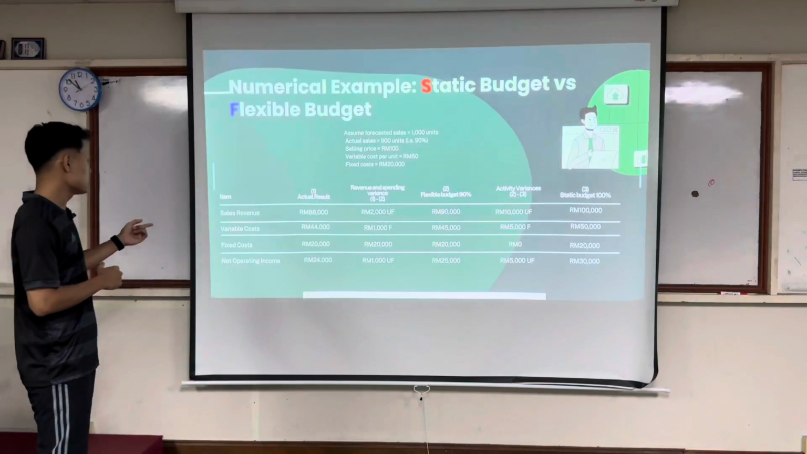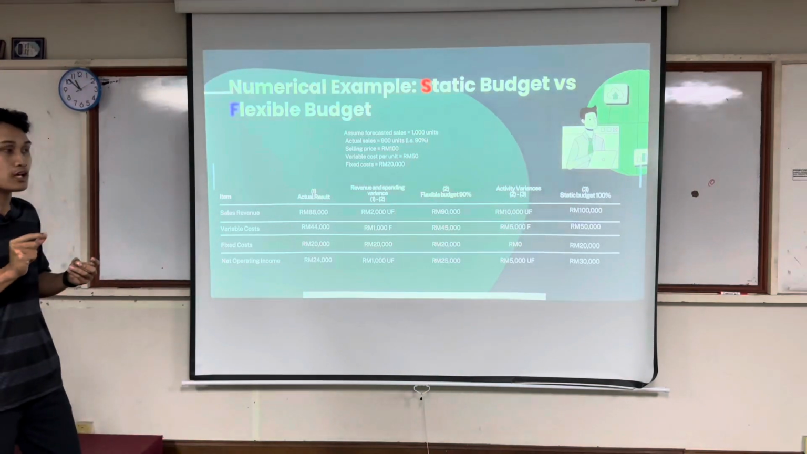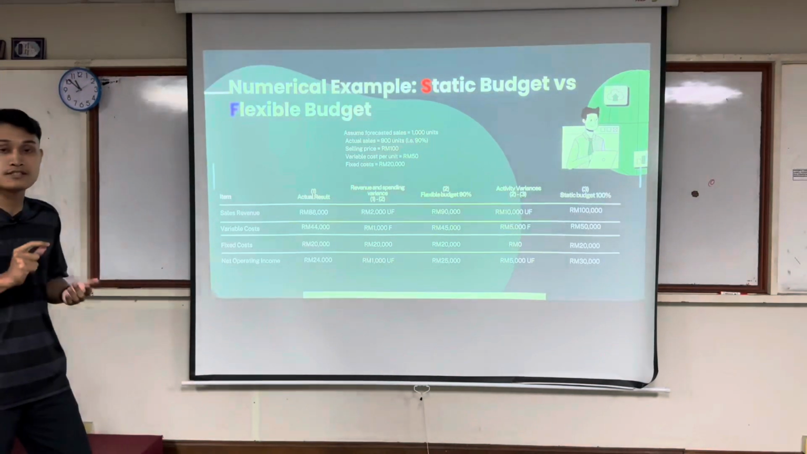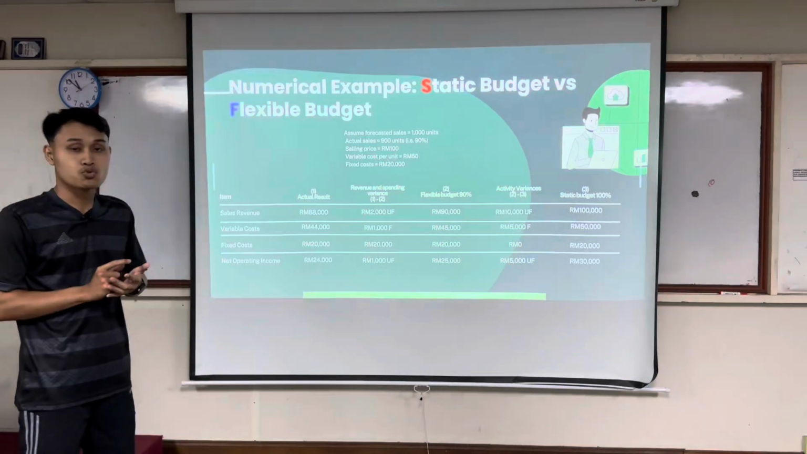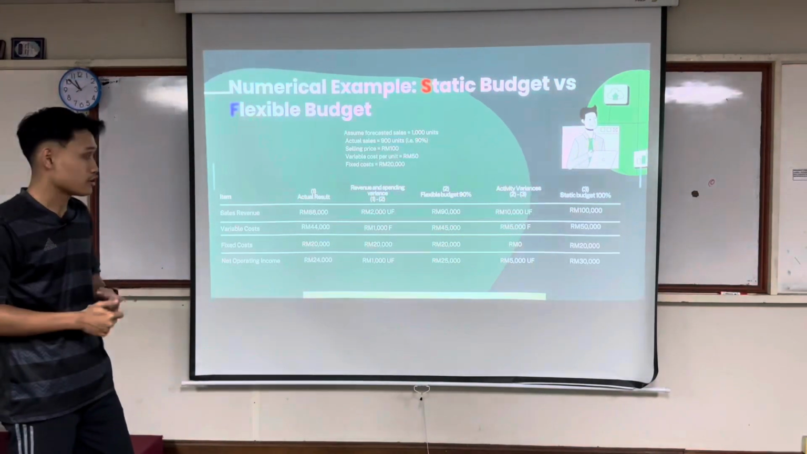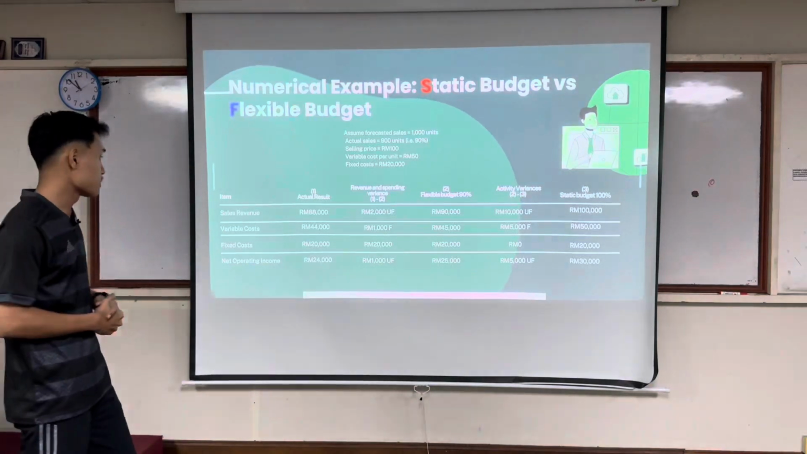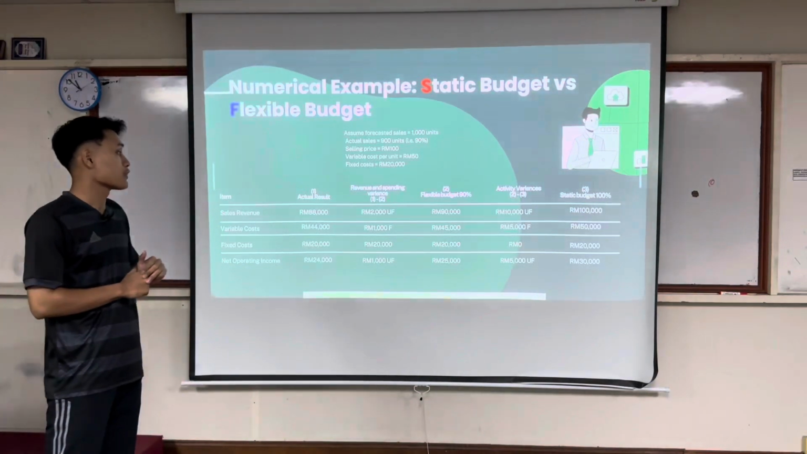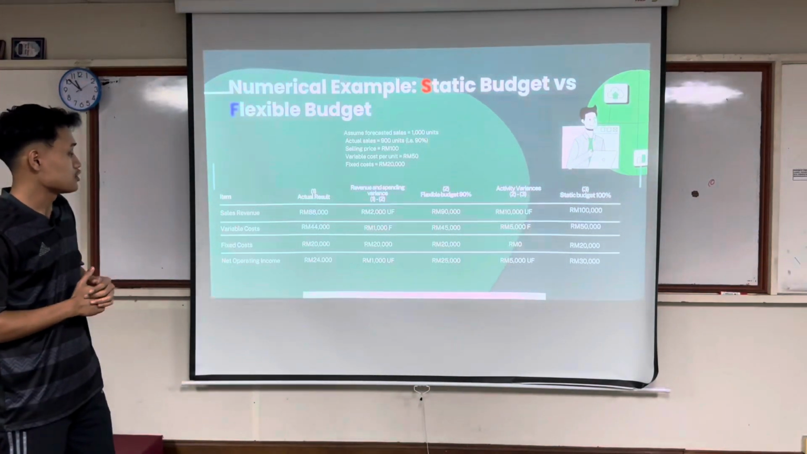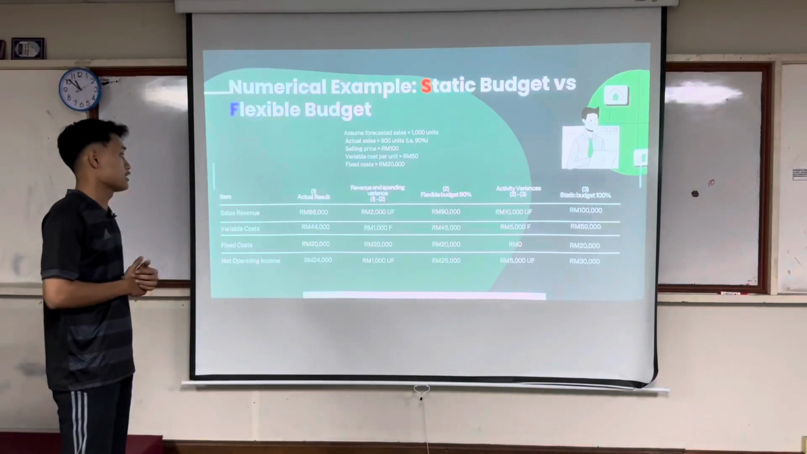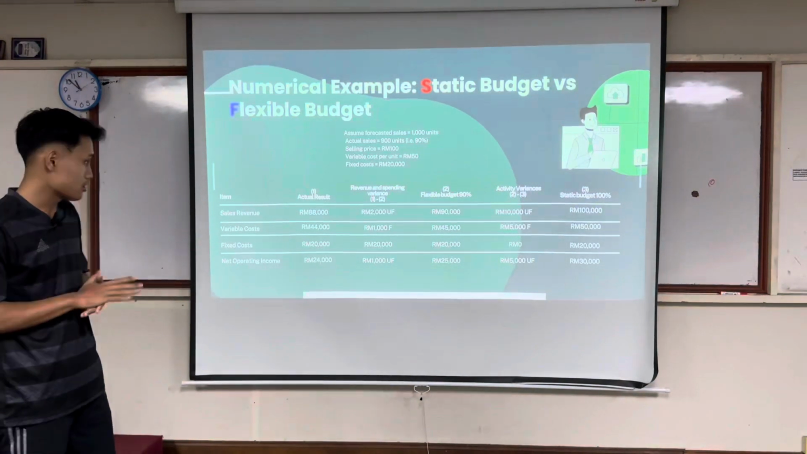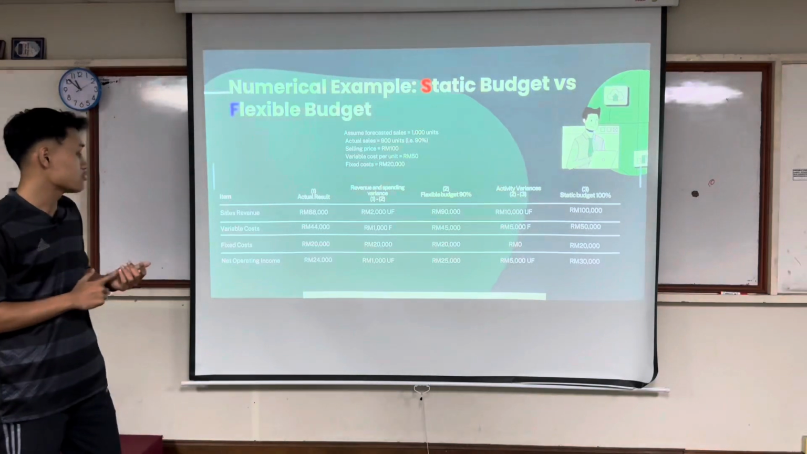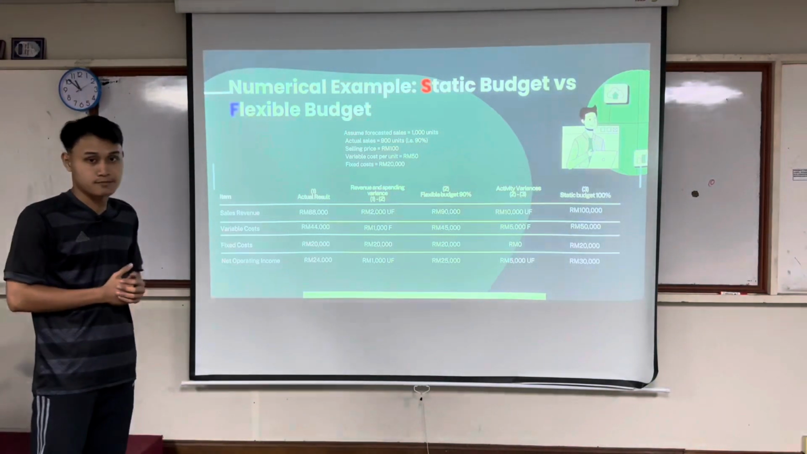And lastly, we look at the net operating income, which is significant. It is 24,000 for the actual result, the actual net operating income that we got for the period, and the flexible budget is 25,000. So we get a variance of 1,000 unfavorable. This is unfavorable because the actual net operating income we got is less than the flexible budget.